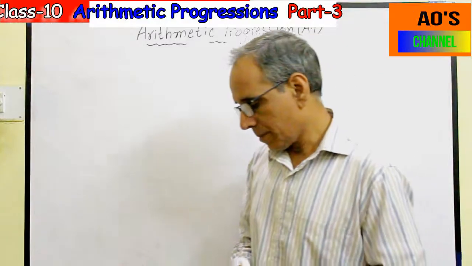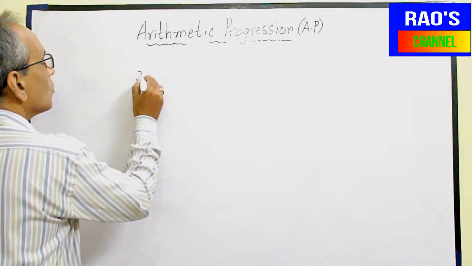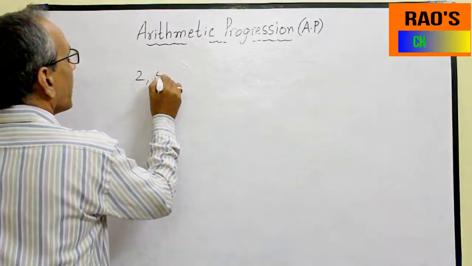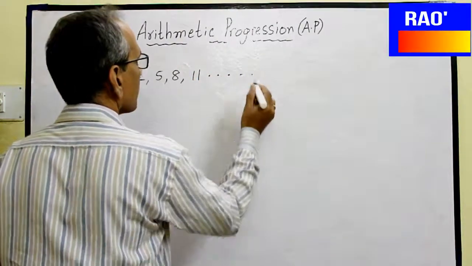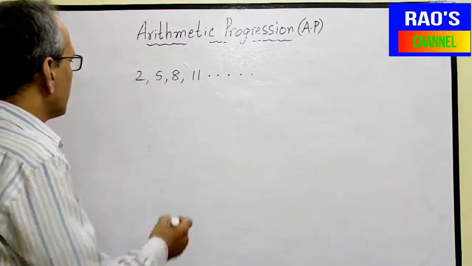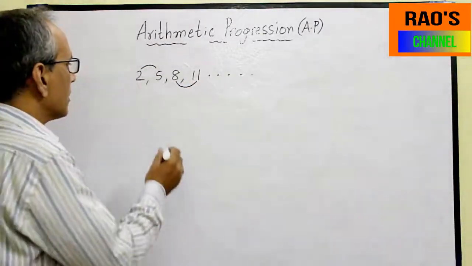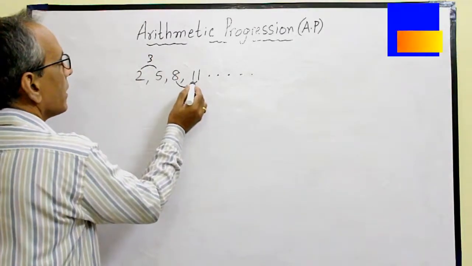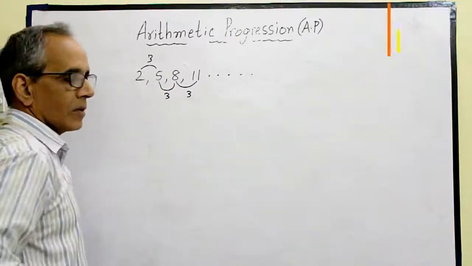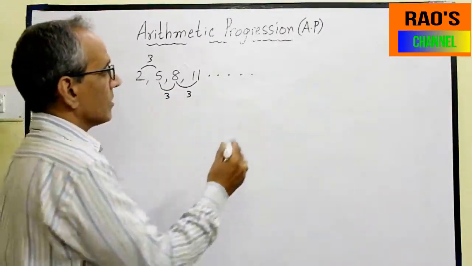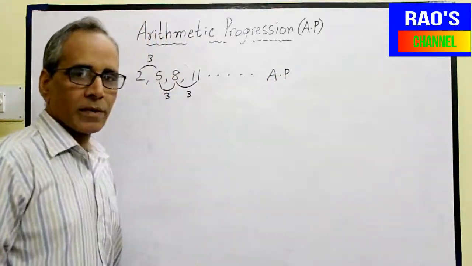Let's see one example. Here is a series. The series is 2, 5, 8, 11 and so on. In this series, if you take any two numbers of your choice that is consecutive, their difference is 3. 5 minus 2 is equal to 3, and 11 minus 8 also 3, and 8 minus 5 also 3. If so, we call this series by a special name called arithmetic progression. In short, we call it AP.